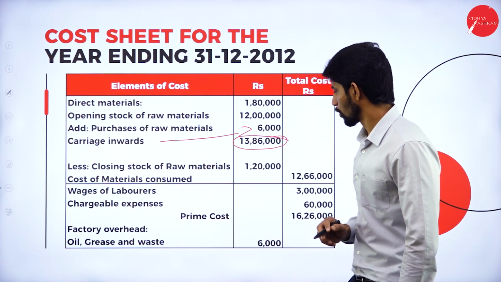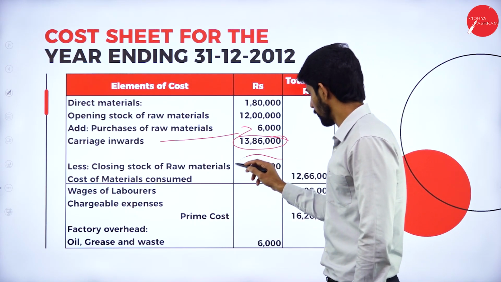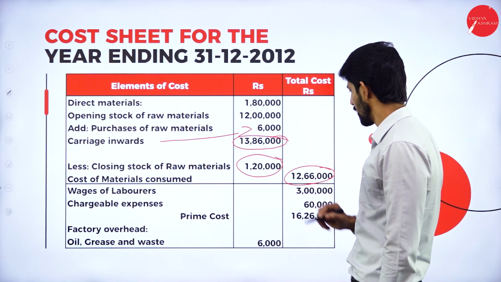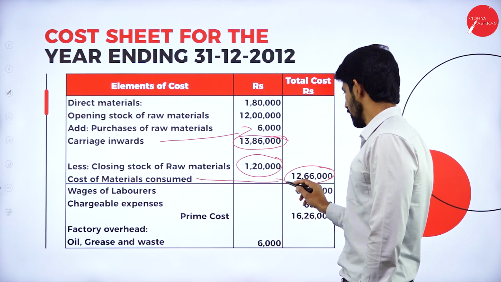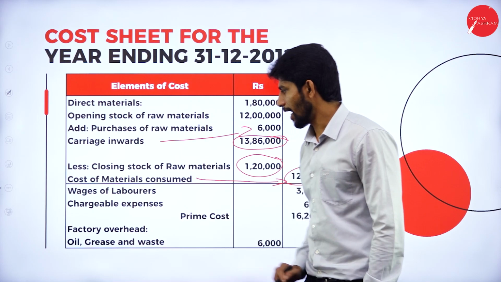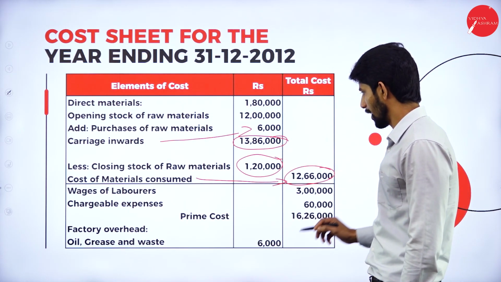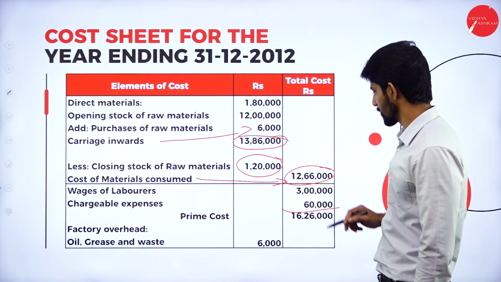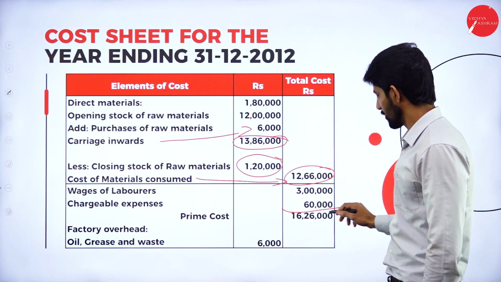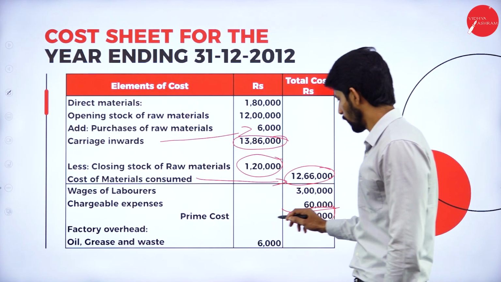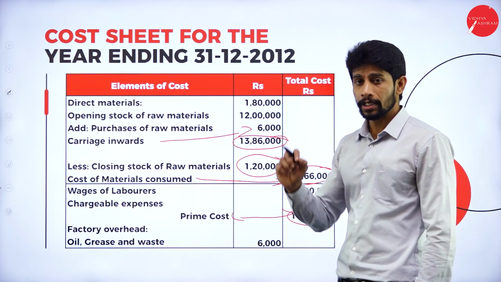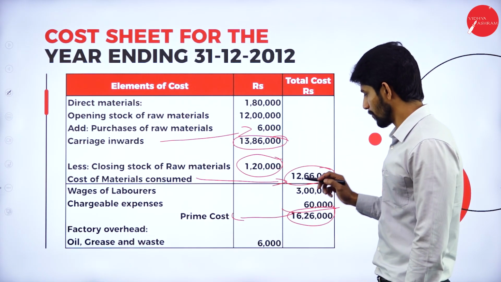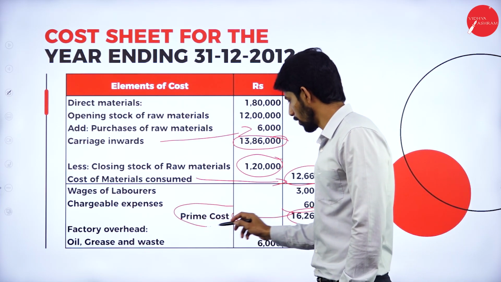You will get 13,86,000. From that, less closing stock of raw material of rupees 1,20,000. So whatever the balance you will get, that is 12,66,000. That is called materials consumed. Okay. Next, add wages of laborers 3 lakhs and chargeable expenses 60,000. So total these three items, that is 12,66,000, 3 lakh and 60,000. You will get 16,26,000. This is called what? Prime cost. So if you add direct wages, direct material and direct expenses, you will get some value. That value is called what? That value is called prime cost.